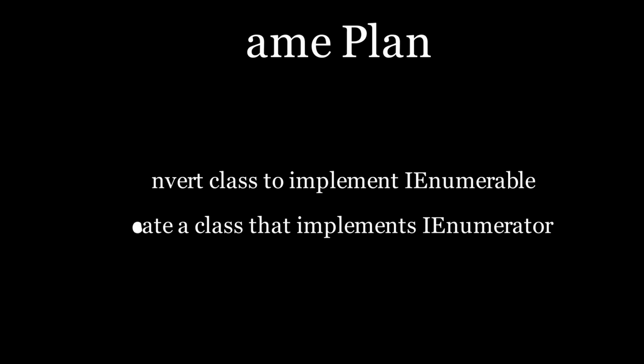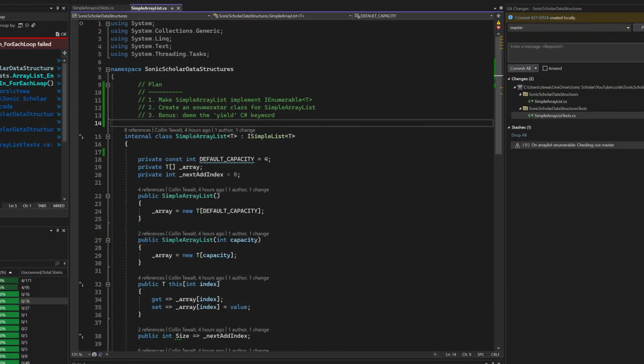Okay, enough planning and talking. Let's dig into some code and check it out. Okay, here we are in the code, and the plan again is we're going to do 3 steps. Make the SimpleArrayList implement the IEnumerable T. We're going to create an enumerator class for the array list, and then stick around because there's a whole lot easier way to do this, but it's one of those things that you'll understand once you know the hard way to do this. So that's using the yield keyword.